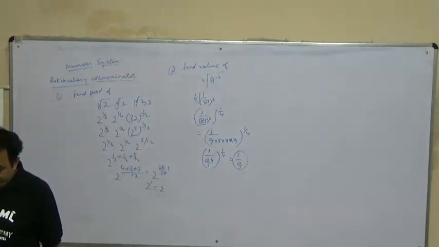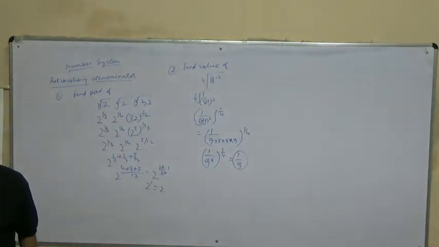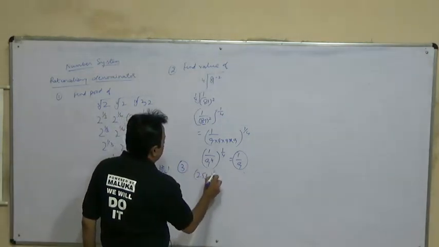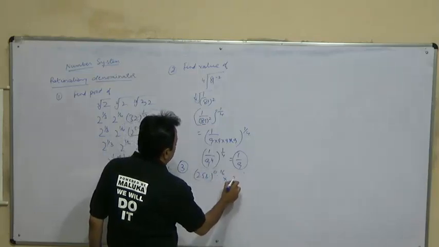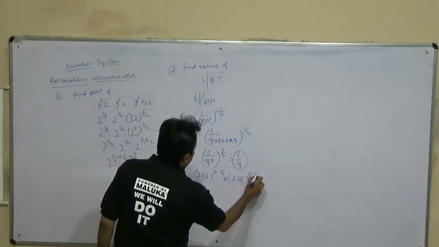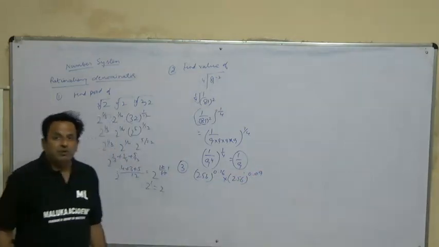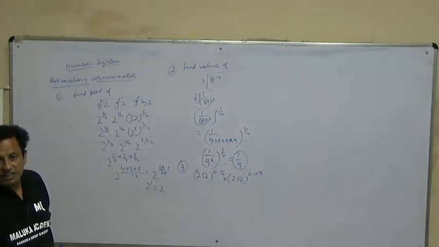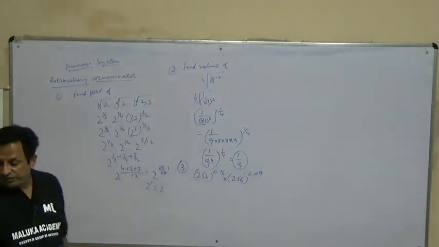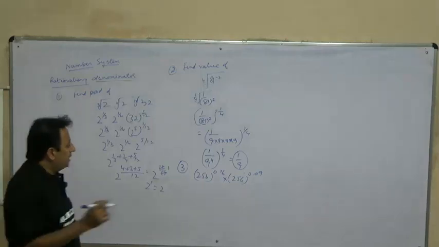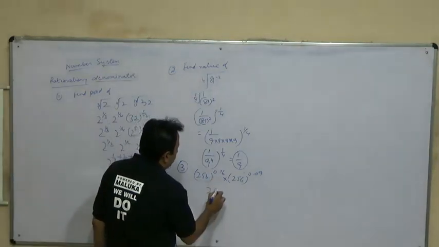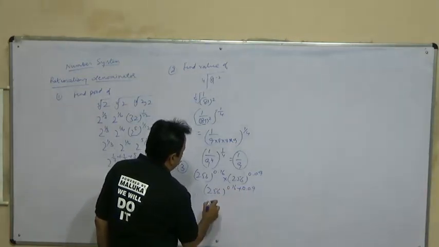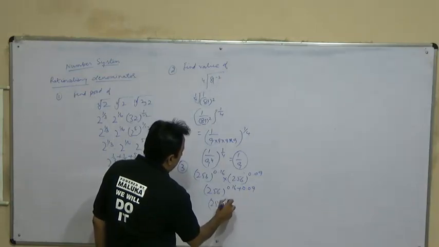The next is find the value of 256 raised to power 0.16 into 256 raised to power 0.09. So as we know the rule of bases, exponents can be added when the base is same when we multiply the numbers. So here base is 256 and we can add the two exponents 256 raised to power 0.16, 0.09. So 256 raised to power 0.25.